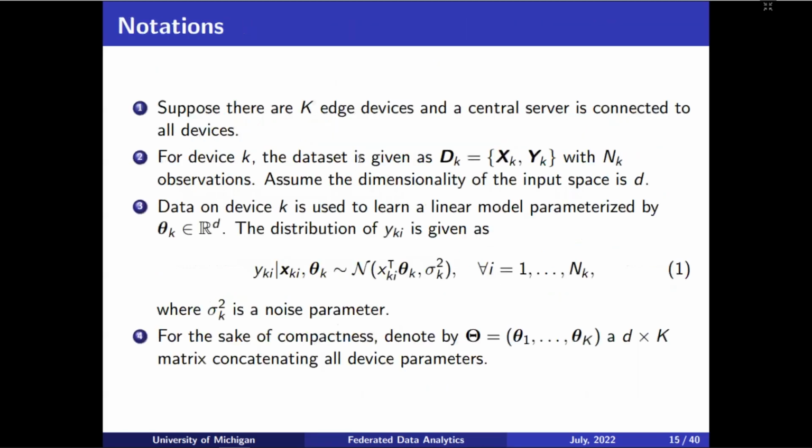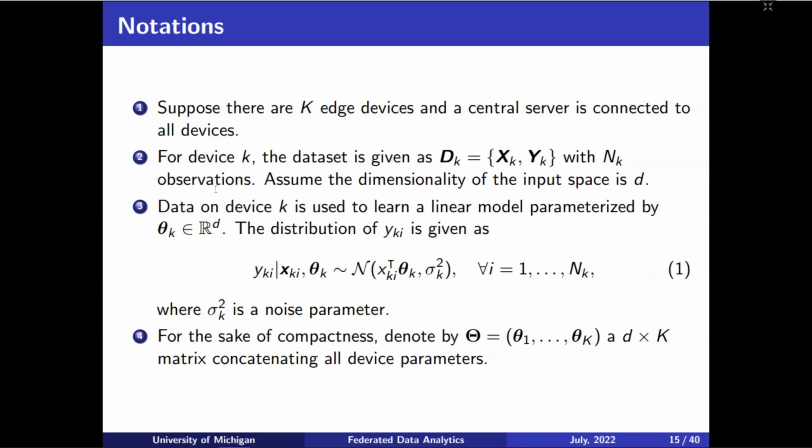Before getting started, let me first introduce some notations in this paper. Let's suppose there are K edge devices, and there's a central server that is connected to all the devices. For device K, the data set is given as D_k, which consists of X_k and Y_k with n_k observations. And we also assume that the dimensionality of the input space is d.